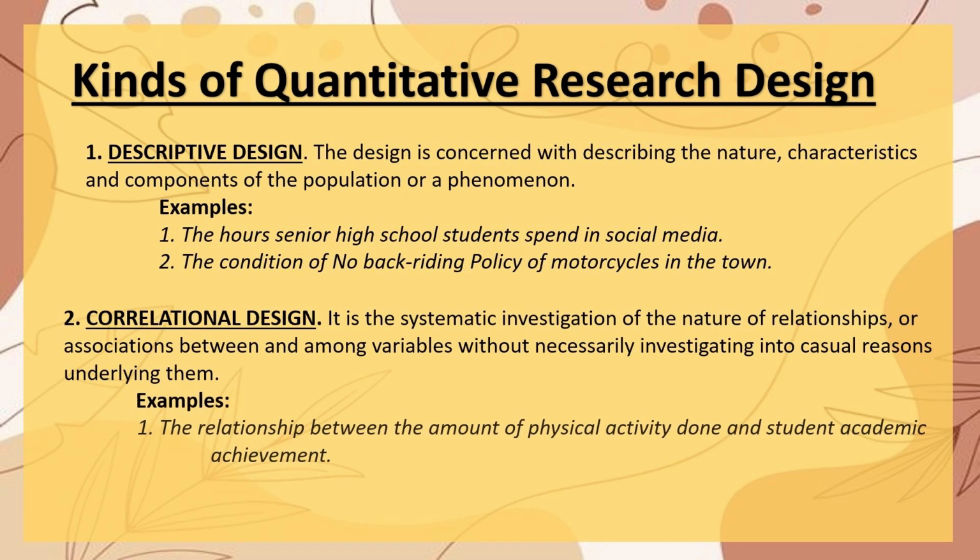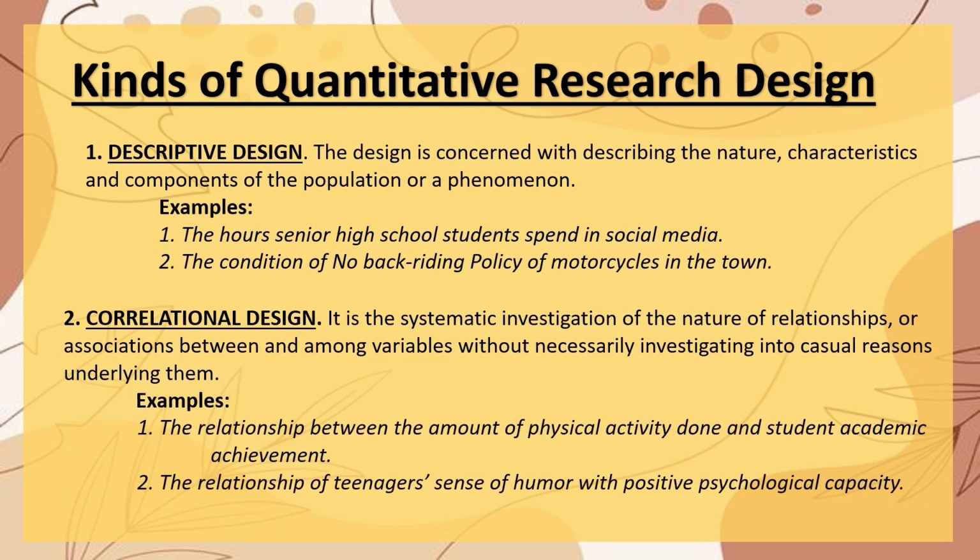For example, the relationship between the amount of physical activity done and student academic achievement. It aims to measure how these two variables are related. The researcher would collect data on how much time students spend on physical activities and compare it with their academic performance. Examples are grades or test scores. Statistical analysis would then reveal if there's a positive, negative, or no correlation between the two variables.